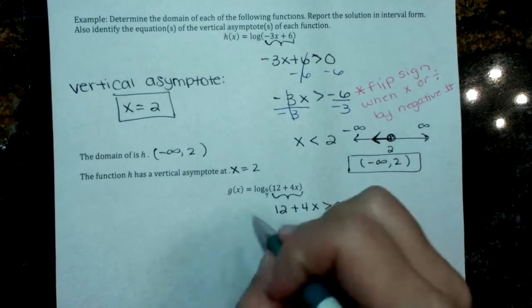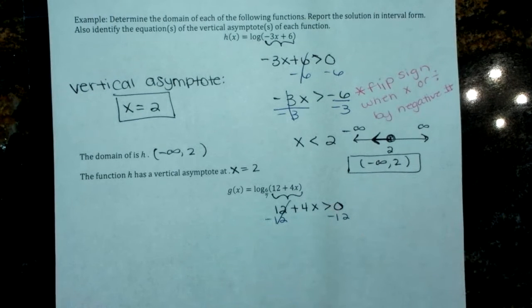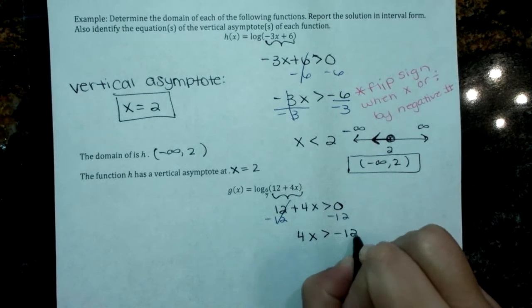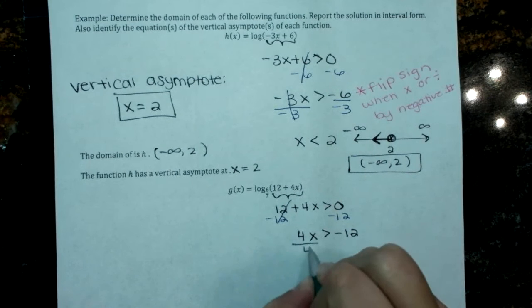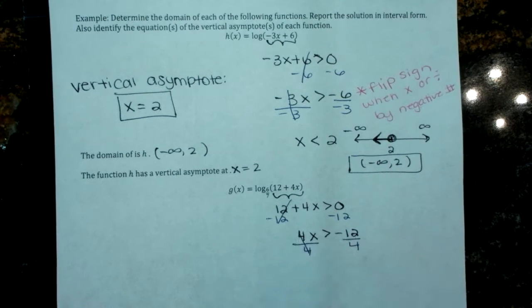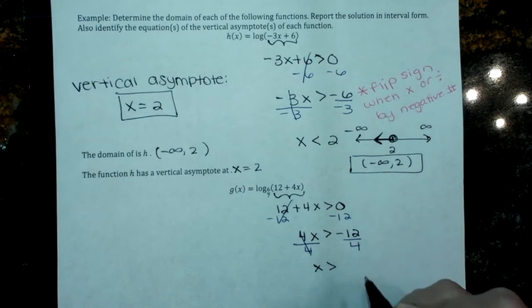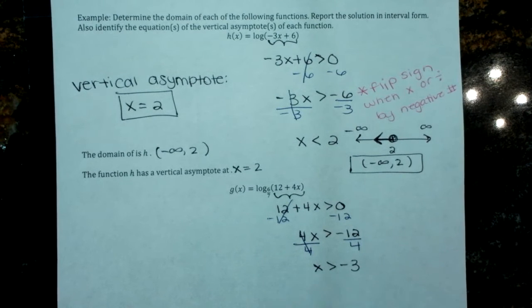Now we can get x by itself. So let's subtract 12 from both sides. 12 minus 12 cancels out. We're left over with 4x is greater than negative 12. Getting x by itself, we can divide both sides by positive 4. Because we're dividing by positive 4, our sign stays the same. So x has to be greater than -12 divided by 4, which is -3.